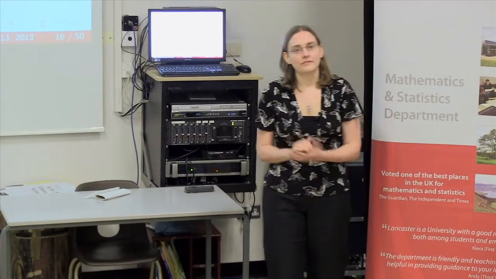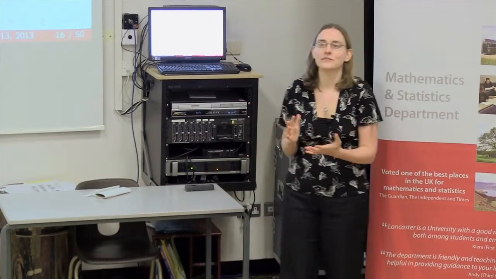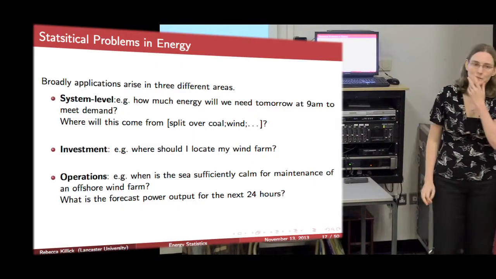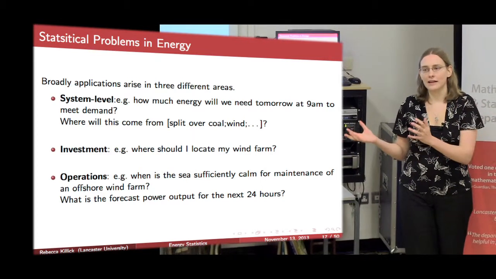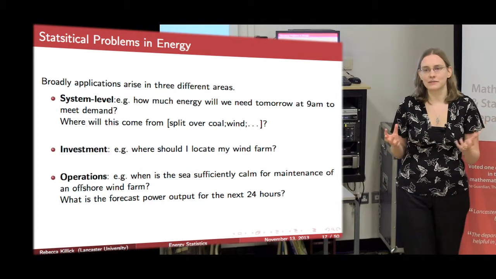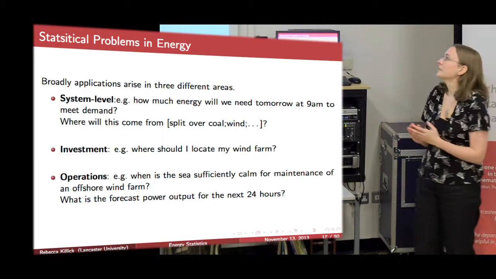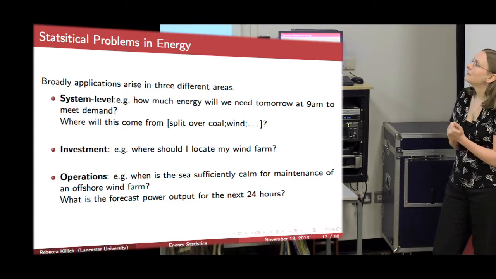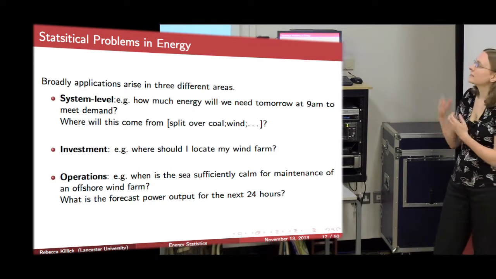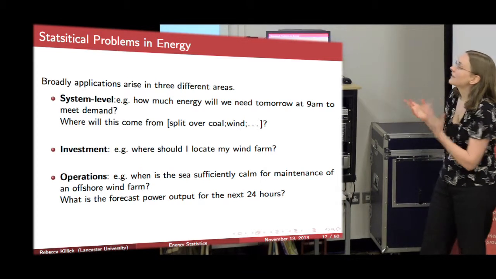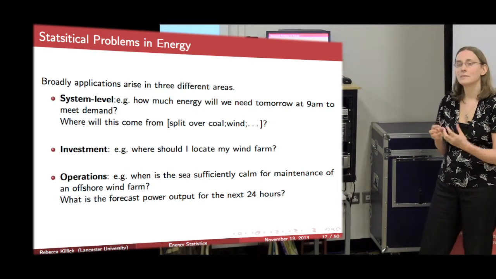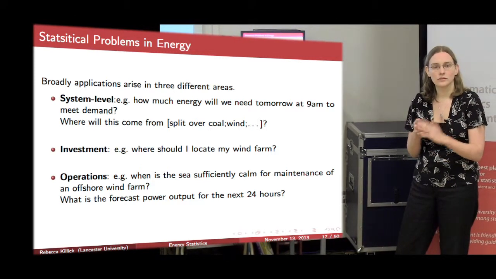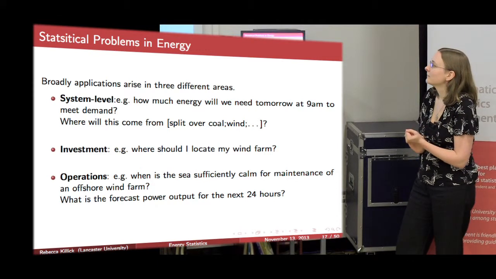So the question that I've come to ask is, how can statistics help with these sorts of problems? I want to start off by telling you a bit more about other areas of statistics and other things that people have been doing, in a more general overview. Broadly, I see three different areas where statistics can help. First, system level problems: things like how much energy will we need tomorrow at a specific time, and what makeup is that energy going to be, from nuclear, coal, wind, solar and things like that.